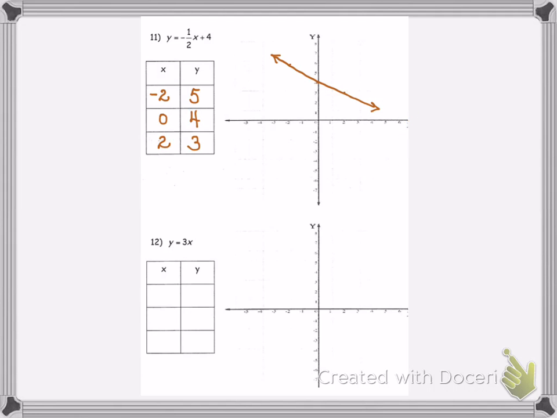Try 12 on your own, and there's my filled in example 12. You'll notice that I didn't have any plus or minus here at the end. It was just 3 times whatever x was. And so my graph went through the origin. It didn't move to the left or to the right at all. And we'll talk about that when we talk about parent graphs later on in the year.